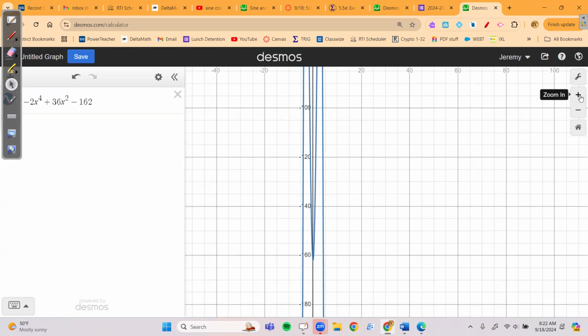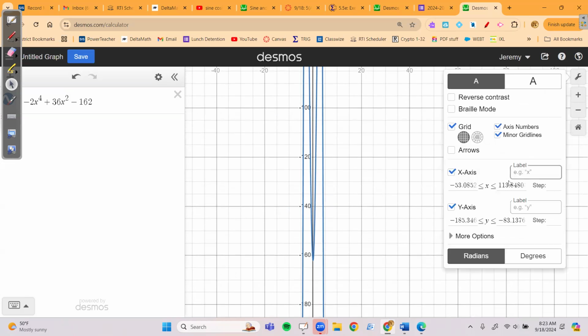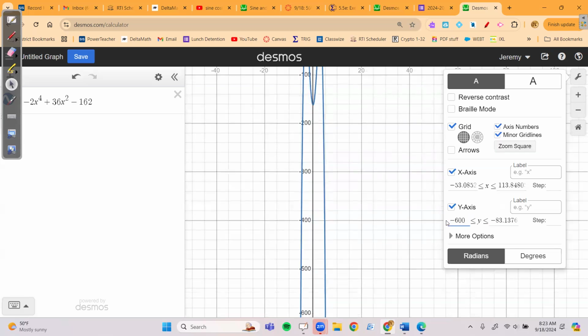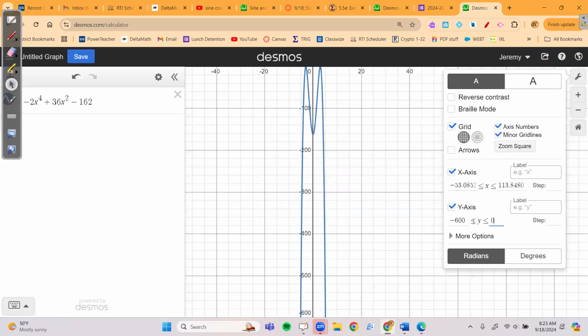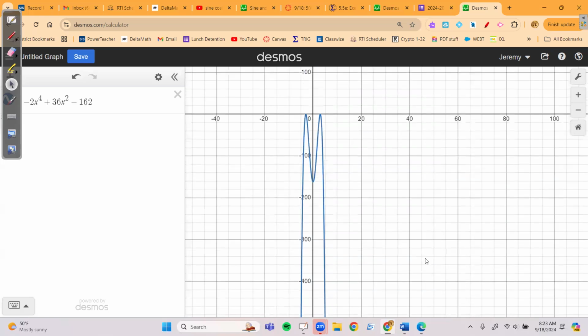So like if I took my y-axis and I made it go, I don't know, from like negative 600 to 0, and I can get a little bit of a better perspective on it. And you can exaggerate this. The more you play, if you're ever in Desmos, I'd recommend that you use Desmos regularly, because it's going to be a good learning tool.